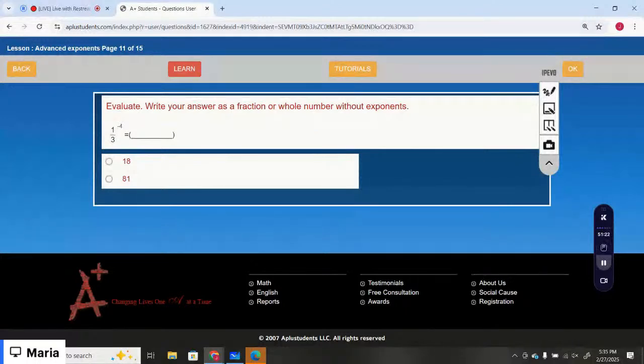1 over 3 exponent negative 4. That is 81. Option number 2 is the correct option.